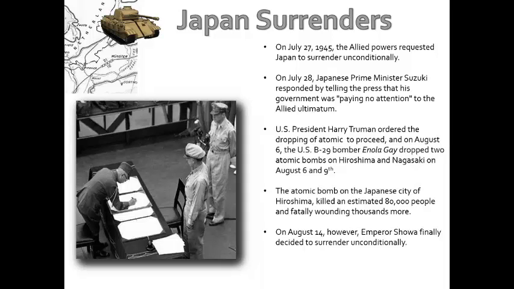The atomic bomb on the Japanese city of Hiroshima killed an estimated 80,000 people and fatally wounded thousands more. On August 14th, however, the Emperor of Japan finally decided to surrender unconditionally. President Truman appointed MacArthur to head the Allied occupation of Japan as Supreme Commander of the Allied powers.